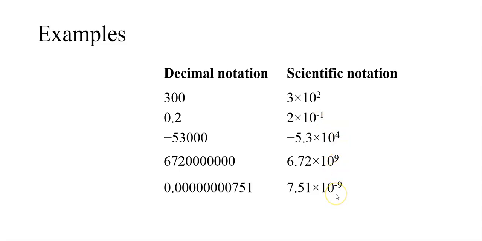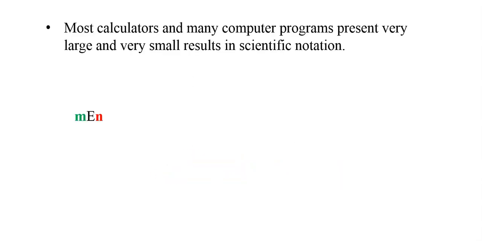For the negative case, it is showing the number of decimal places in the number, and in the positive case, it shows the number of digits in front of the first digit. Most calculators and many computer programs present very large and very small results in scientific format. And here is the format: mEn, which is equal to m times 10 to the power of n. Here is an example: 2.7e6, which is equal to 2.7 times 10 to the power of 6.